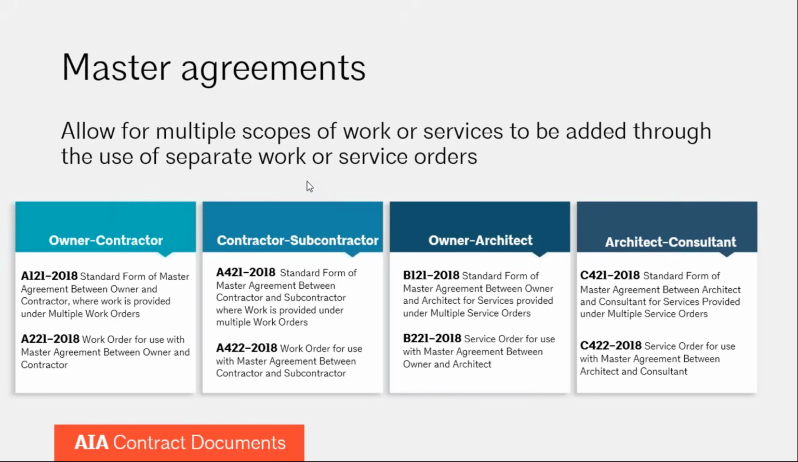So that means that the parties involved are going to enter into this master agreement and then do work under the associated work order, or in the case of architectural services, we call it a service order. So for example, A121, the owner and contractor get together, they have their master agreement under that agreement, A121, and then do A221 for a work order, and then another A221 for another work order, and another, however many that needs to be.